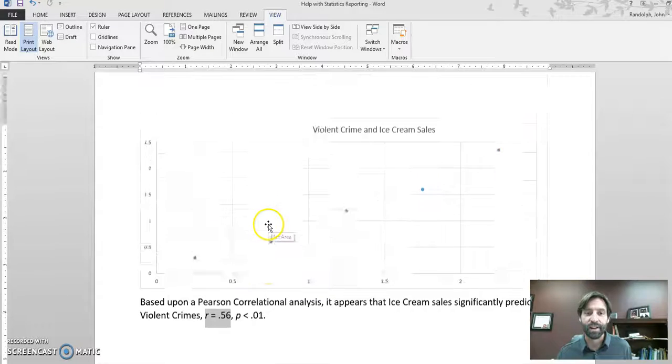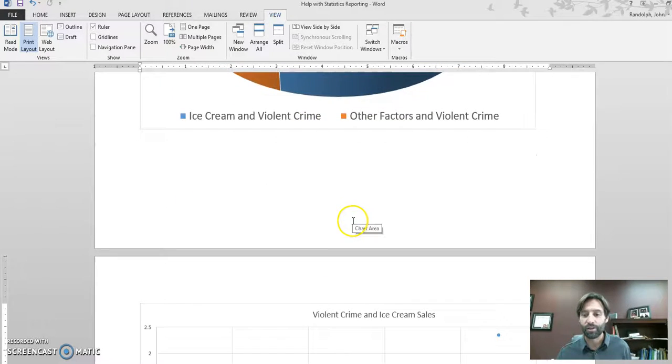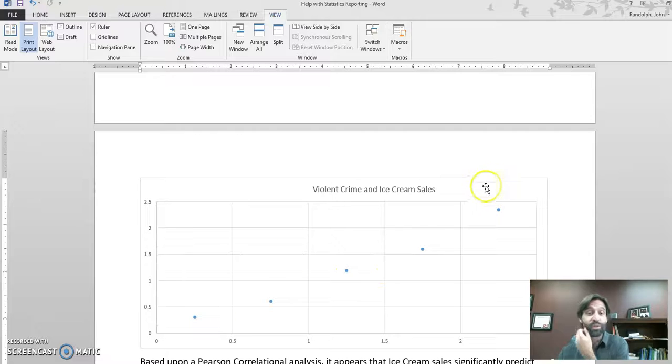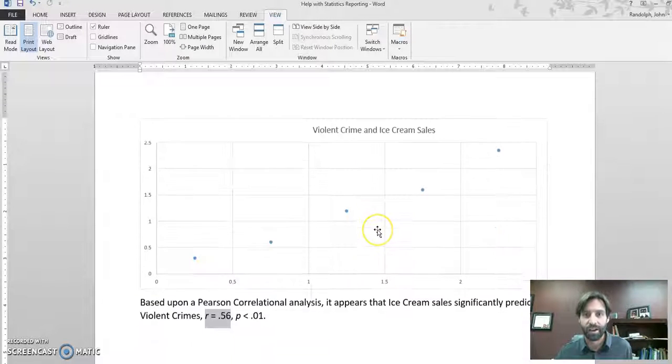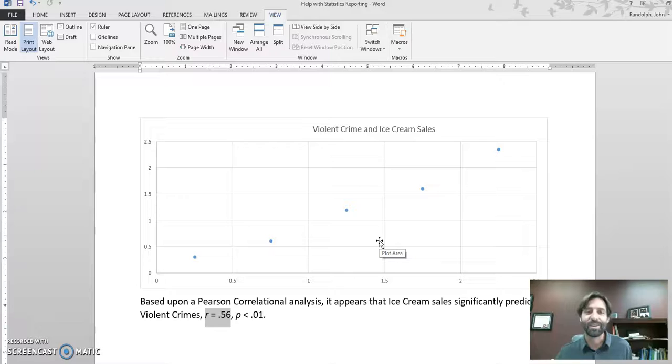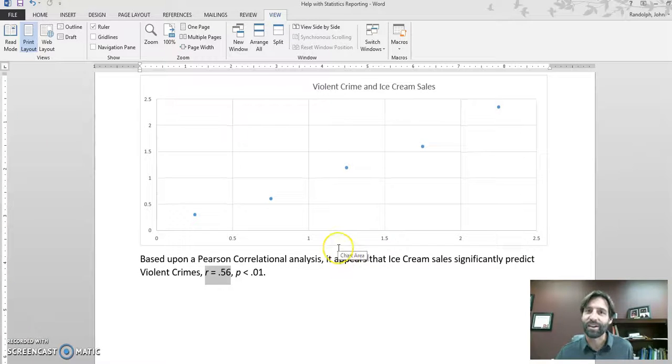So this line and this pie chart would basically give you the idea that there's about 56% of a shared relationship here. Now, what we didn't say here is that, well, look, it looks like people are eating ice cream and killing people. Well, that's not really what's going on. We do know that when the temperature goes up outside, ice cream sales tend to go up and violent crime rates tend to go up. So it's hard to make a causal relationship. You can't say that people eat ice cream and go kill somebody. Now, you could probably try to measure that, but not this way.